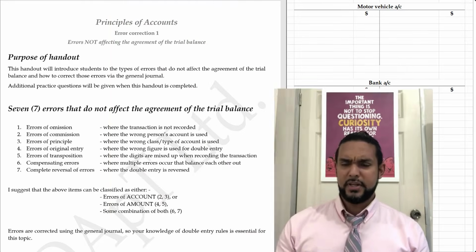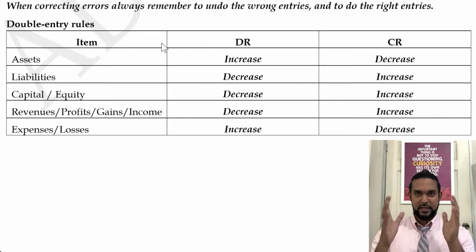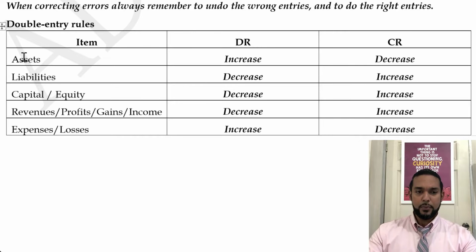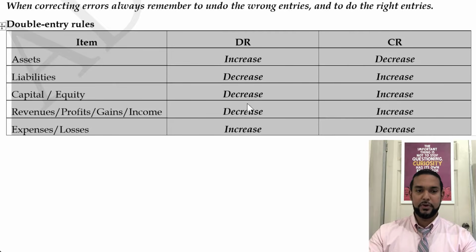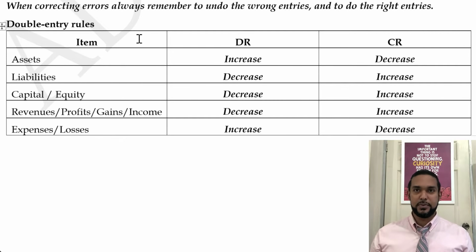Okay? So speaking of that, let's just take a little recap of some double entry stuff, right? Just in case it helps. So what I have here is a little table showing double entry rules for 5 items, right? And of course, as you know, double entry is called double entry because we have 2 things that we could possibly do to T accounts. We can either debit them or we can credit them. And whether that causes an increase or a decrease depends on the item.